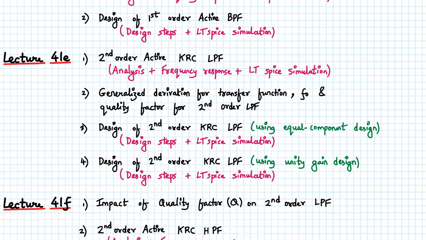So the first one is the second order active KRC low pass filter. We will do the analysis, then we'll derive the transfer function, then we'll build up the frequency response and LTspice simulation followed by it. Then next we will derive the expression for the generalized transfer function, and find out the frequency f0 and quality factor for the second order low pass filter.